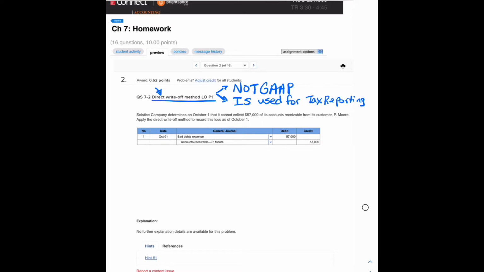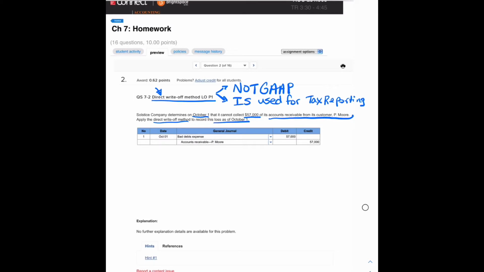So the way we're going to handle this is it tells us Solstice Company determines on October the 1st that it cannot collect $57,000 of its accounts receivable from the customer. Apply the direct write-off method to record this loss as of October the 1st? Well, in this case, we're going to debit what's called bad debts expense, and this is a new account in this chapter. So don't be worried if that doesn't sound familiar. This is probably the first time you've seen it.